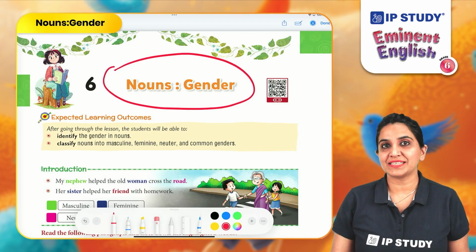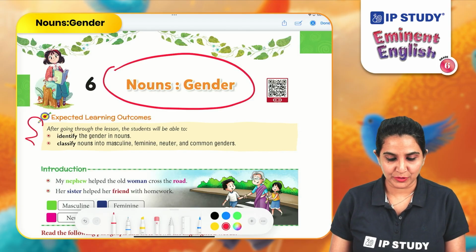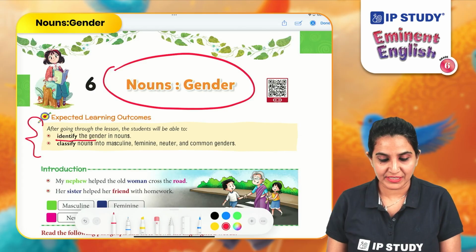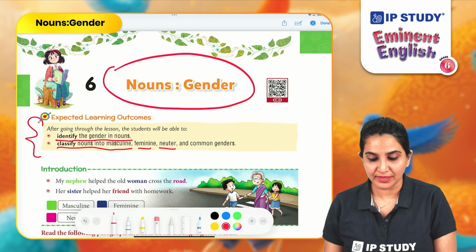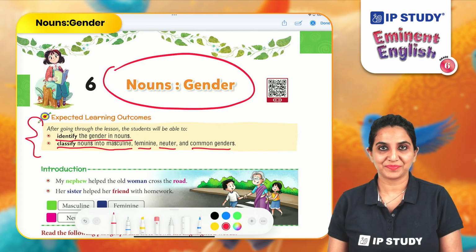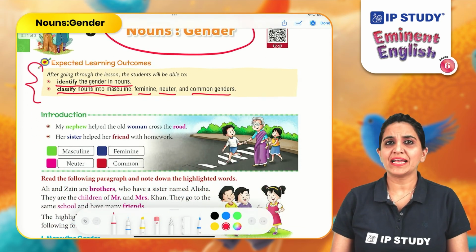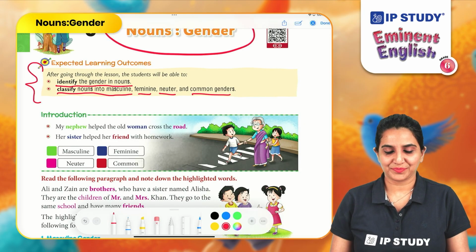By the end of this lesson, you will be able to identify the gender in nouns and classify nouns into masculine, feminine, neuter and common genders. Before we go further, let us read two examples.